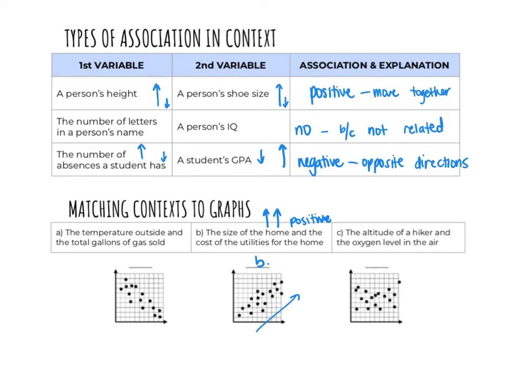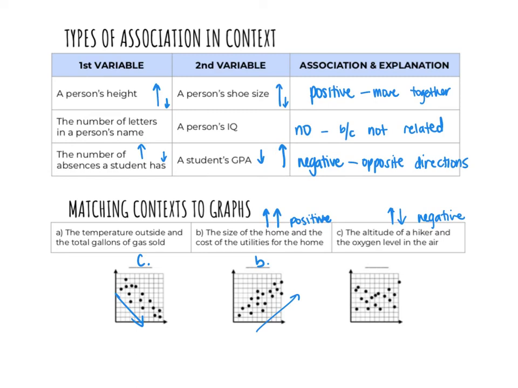Let's look at option C next. The altitude of a hiker and the oxygen level in the air. The higher up you go, like if you're climbing Mount Everest, the lower the oxygen level is in the air. So the higher you go up, the lower the oxygen is. Since those are moving oppositely, those would have a negative association. So I'm looking for the graph that's trending downwards, and that would be here. So this would go with context C.